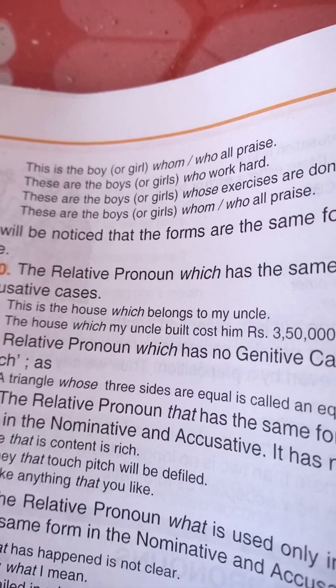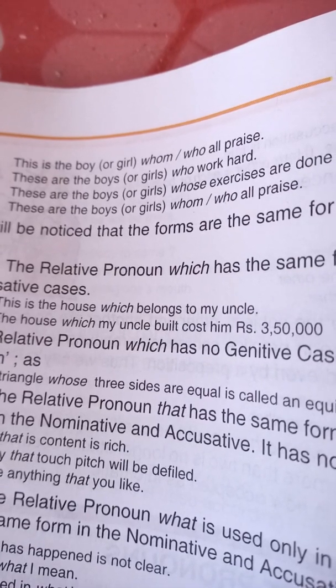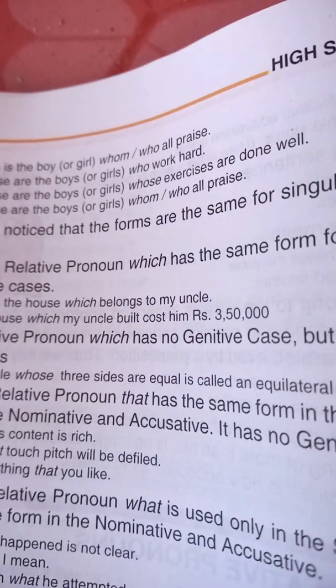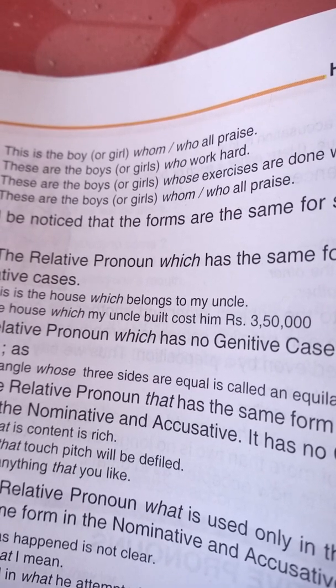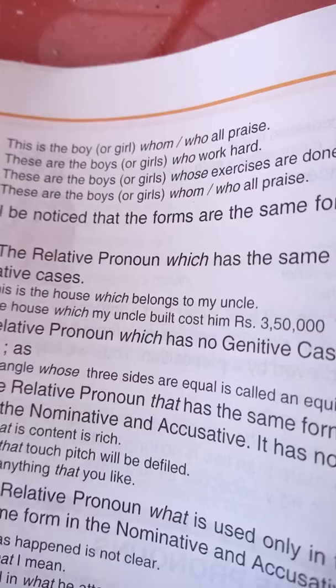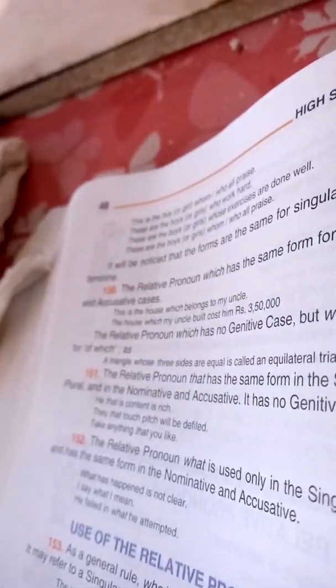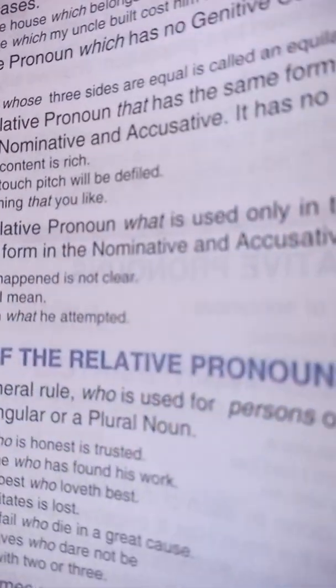These are the boys who work hard. These are the boys whose exercises are done well. These are the boys who all praise, or whom all praise. So these are examples of relative pronoun. Ten more examples.